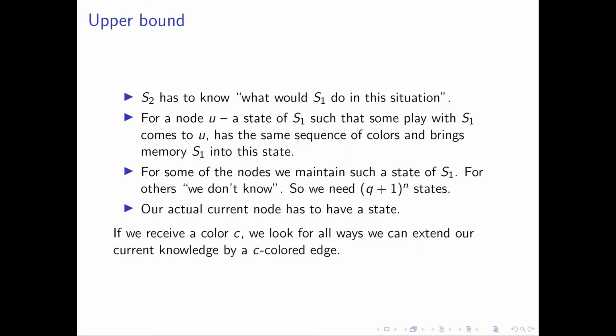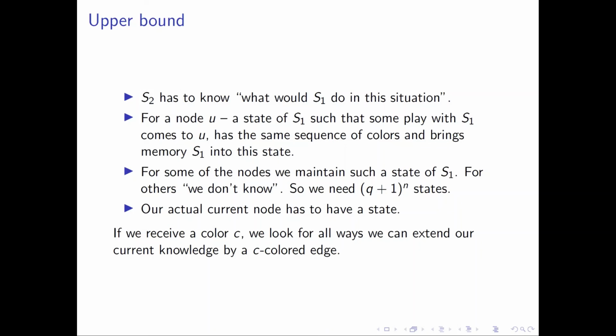Well, let's say we consider some node which is controlled by us, and for which, before we received the new color, we had some state assigned to it. Then we know what S1 would do in this state from this node. And if it goes by some C-colored edge, then that's great for us, because we know what will be the state of S1 after this edge. Then we can assign this state to the endpoint of this edge, and this will be consistent with the new color.